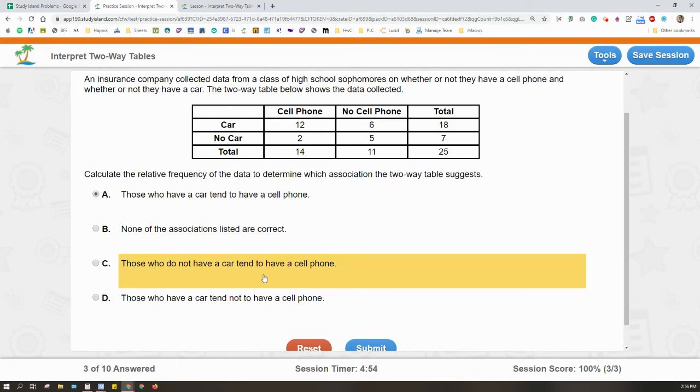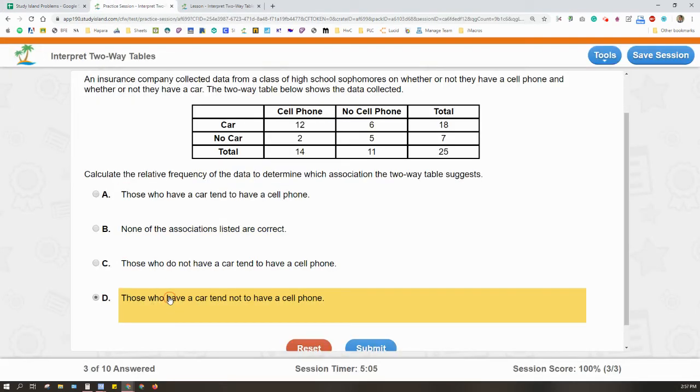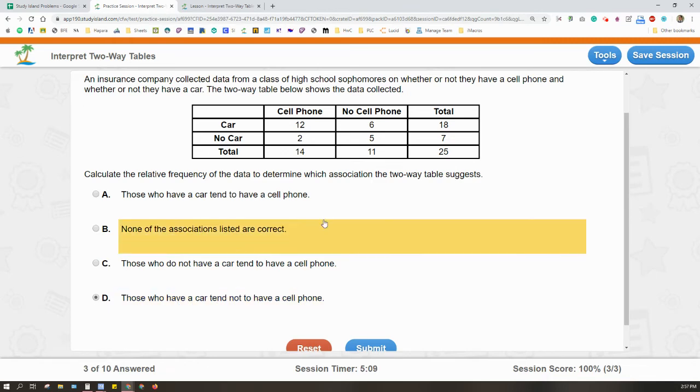So those who do not have a car tend to have a cell phone. That's wrong, because those who have a cell phone and no car, that's only 29% of the people that don't have a car have a cell phone. So that's not accurate. And D, finally, those who have a car tend not to have a cell phone.